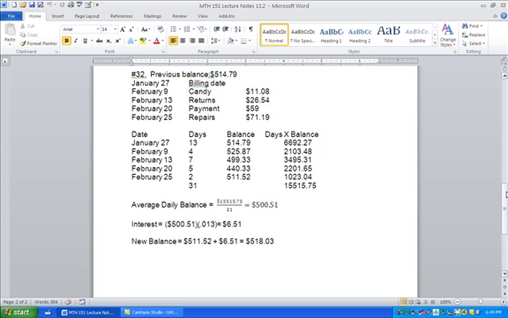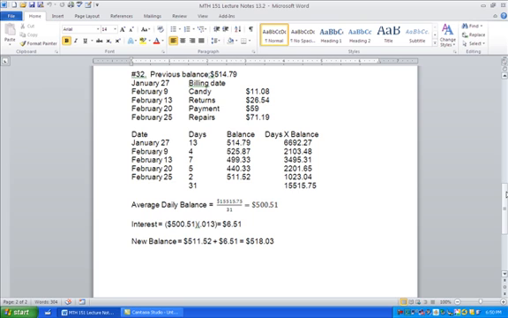$6,692.27. All right, our next date goes from February 9th to the 14th. That's a difference of 4 days. And notice we had a purchase of $11.08 for candy. So we want to add $11.08 to $514.79. That gives us $525.87. We multiply 4 times $525.87. We get $2,103.48.